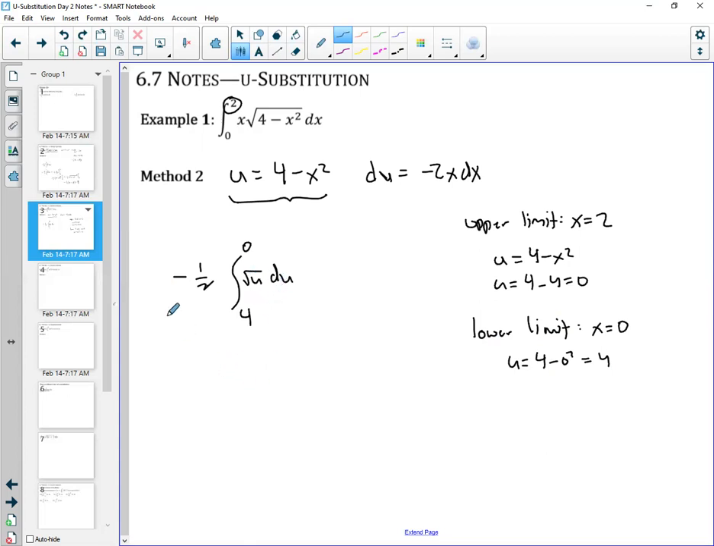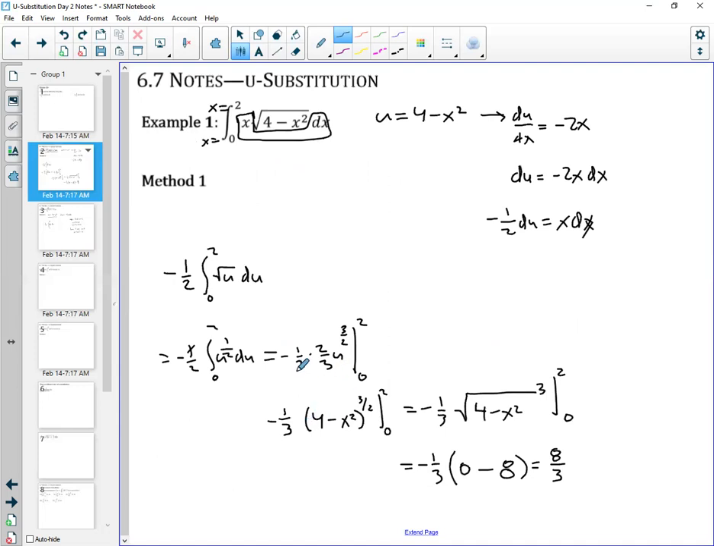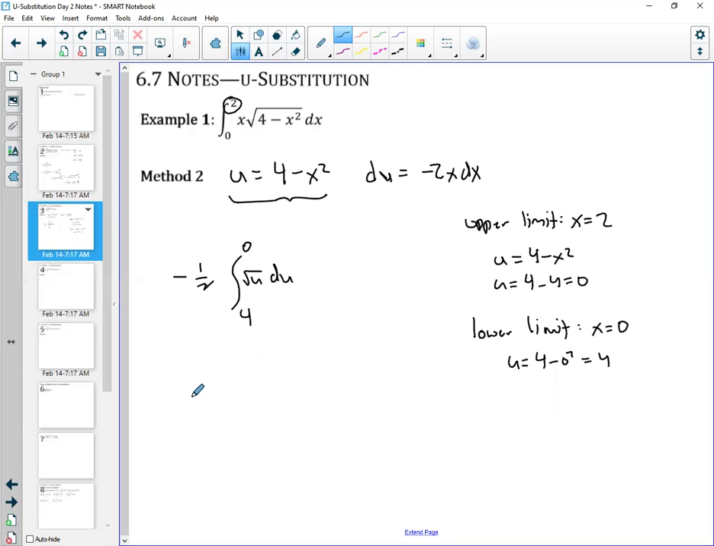Now I can evaluate this integral the same way I did up here. I took the integral, right, and I got negative 1/2 times 2/3 u to the 3/2. But this was a place before where I had a 2 and a 0, and I was like, you can't do that because those were x limits. But now I don't. I have a 0 on the top and a 4 on the bottom.